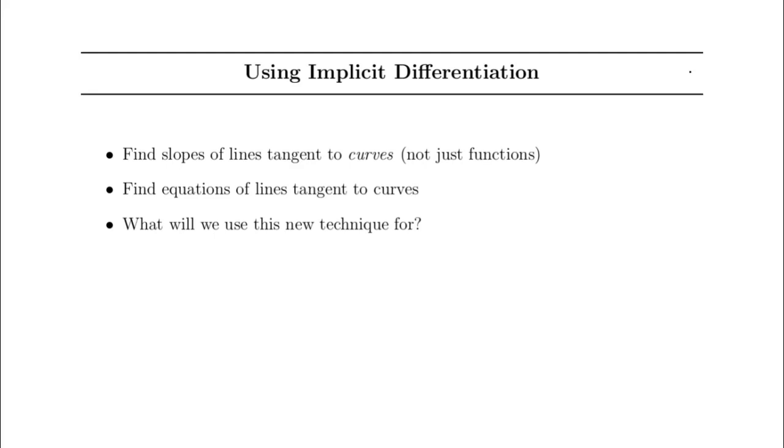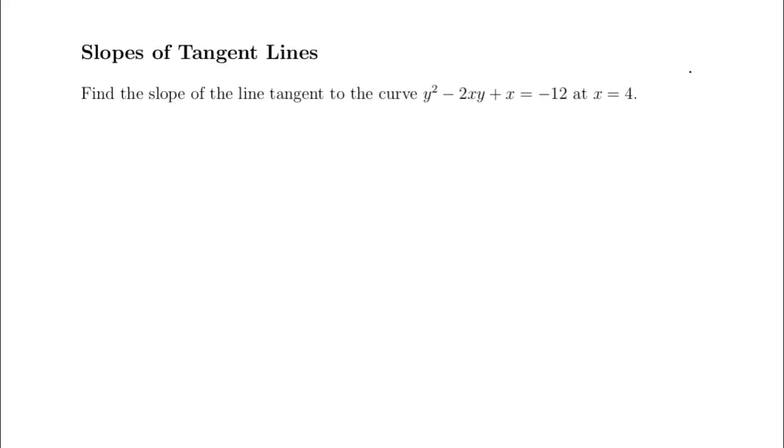And then we'll have a brief discussion at the end of the video about what we're going to use this new technique with implicit differentiation for. So here we go. Let's find the slope of the line tangent to the curve y squared minus 2xy plus x equals negative 12 at this specific x value. Cool. We'll keep that in mind.